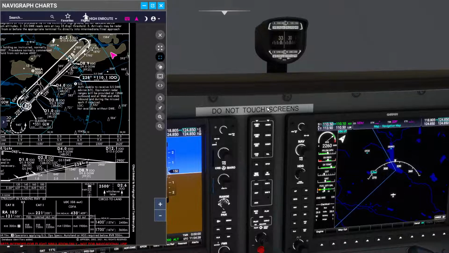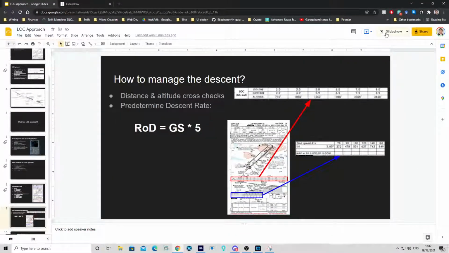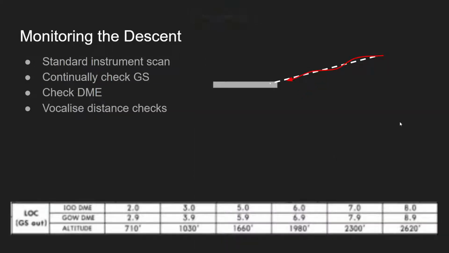Alright. Pause this again. We'll go back into here to do the last slide. So, monitoring the descent. Obviously we don't have anything to tell us we're above or below except for the graph, the table. And it might not be perfect, so we need to continually adjust. So we do a standard instrument scan. We're going to add the glide slope. We're going to add the DME to the scan. And we're going to vocalize distance checks.